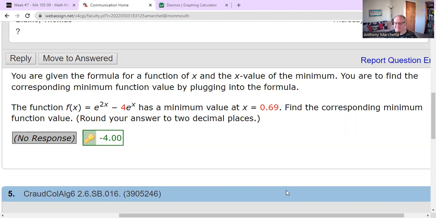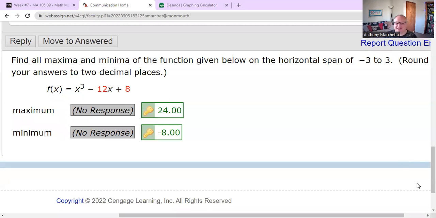Again, if you have a question, please don't be afraid to send it in the chat or to unmute and ask a question, okay? For this question, we're asking you to find all maxima and minima of the function, and it's telling you on a horizontal span from -3 to 3. What that means is there may be other maxima and minima beyond those reaches, but we're not going to think about those. We're just going to look at the maximum within that particular range.